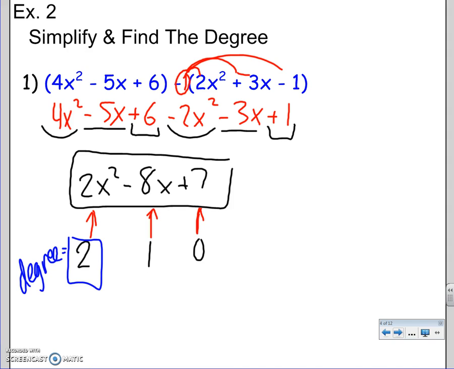Right, so y'all know how to combine terms. Now we're just adding degree. What is the highest exponent you see?